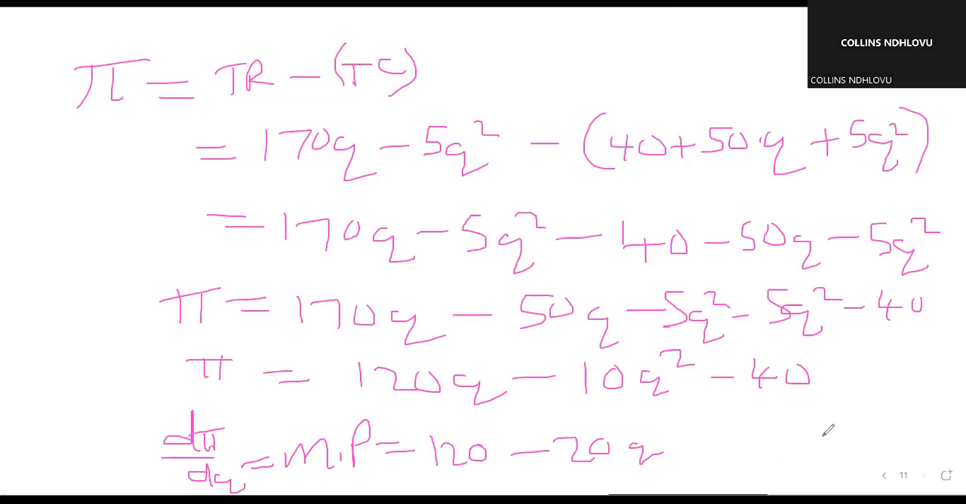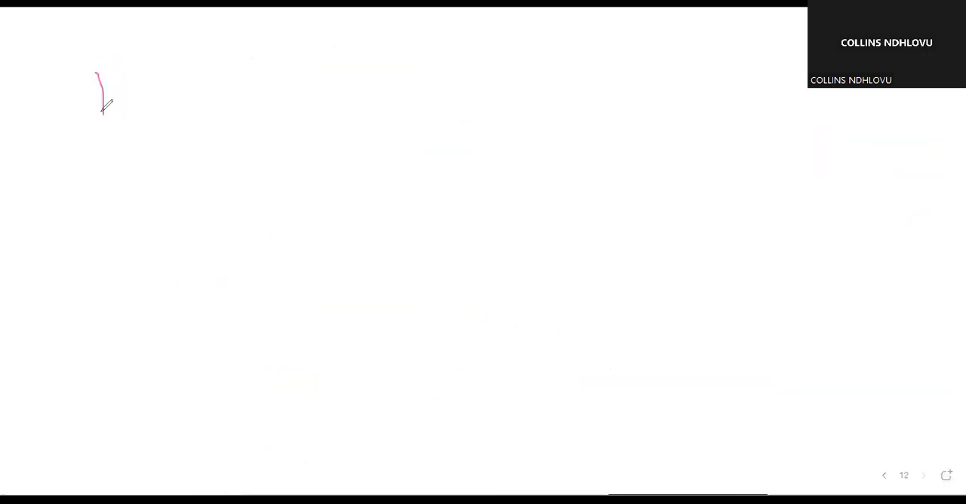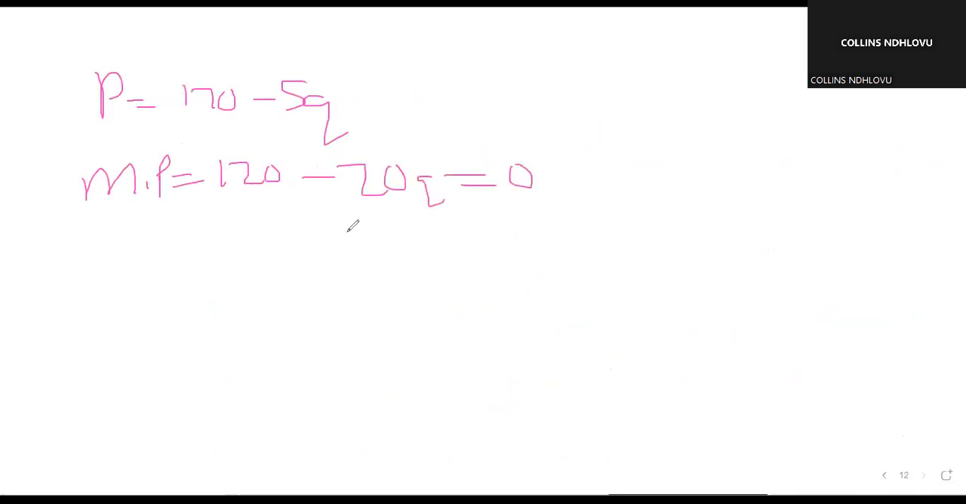So, to maximize profit, who remembers the rule? Our marginal profit must be equal to 0. So, we had our price is equal to 170 minus 5Q. We had our marginal profit, which is equal to 120 minus what? 20Q. So when you get this to 0, we are maximizing profit.